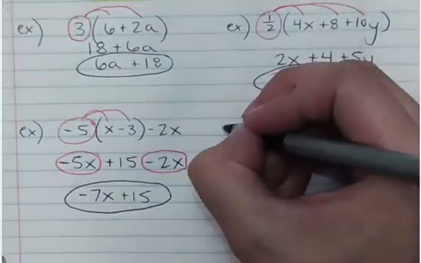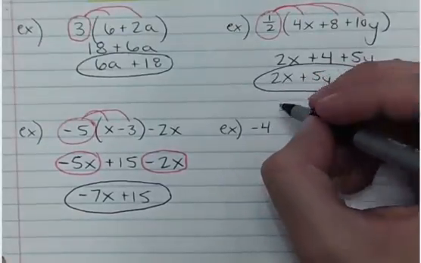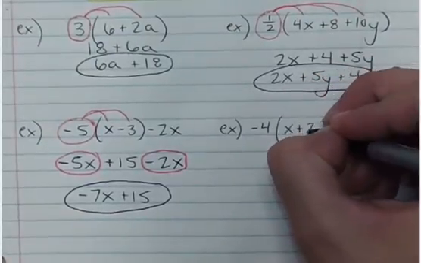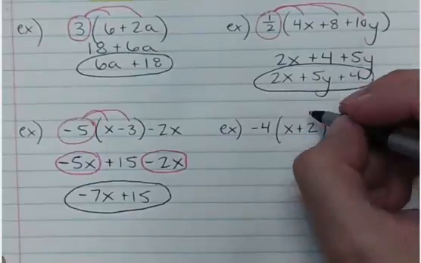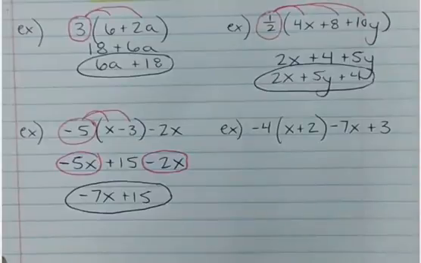Okay, let's get a little bit more challenging. Then we'll have a couple more. Let's do -4 parentheses x plus 2 parentheses -7x plus 3. Go ahead and work on that one. Check with the people around you to see if you got it correct once everyone's done.